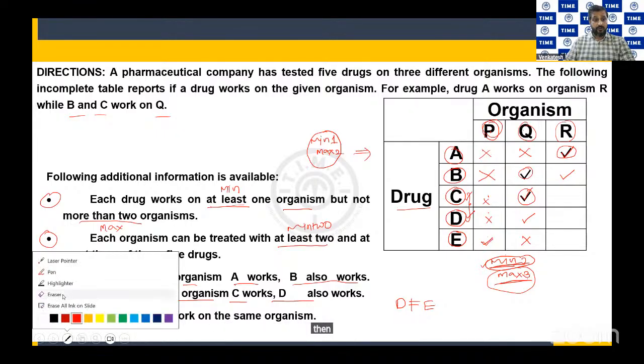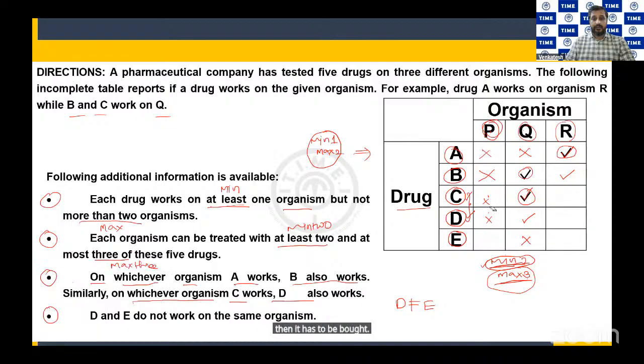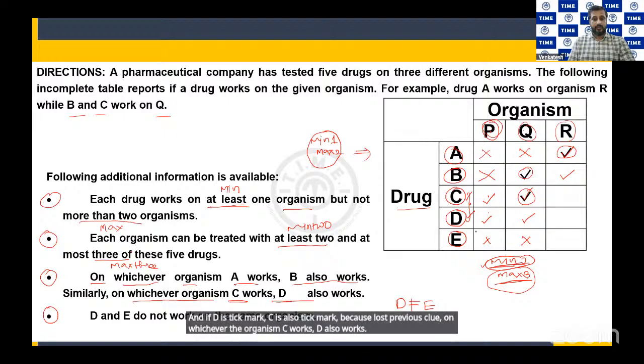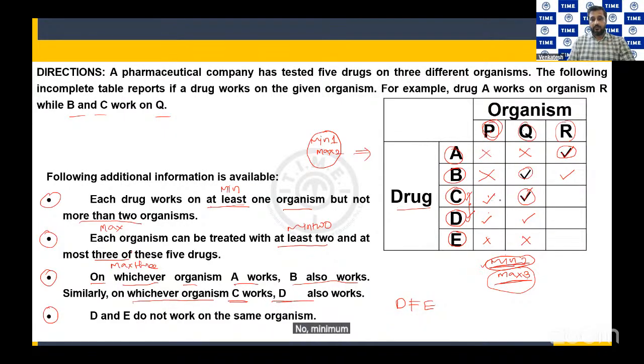Then it has to be what? E cross, D tick. E cross, D tick mark. And if D is a tick mark, C is also a tick mark, because of the previous clue: on whichever organism C works, D also works. Now, minimum one, maximum two. Maximum two are here, so it won't work. But minimum one is needed, so it has to be. Now it is our final arrangement. So this is the approach that we have to follow for the set.